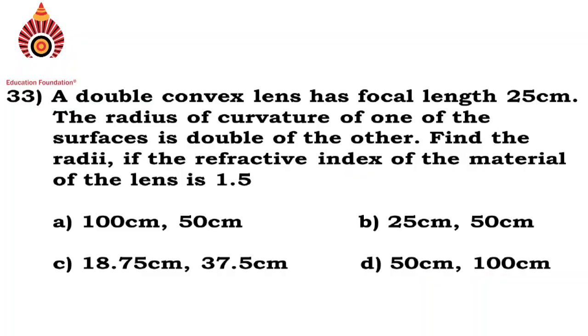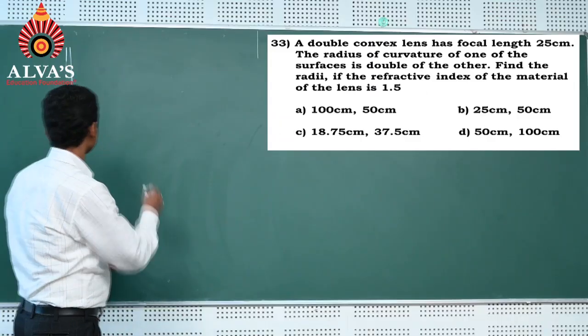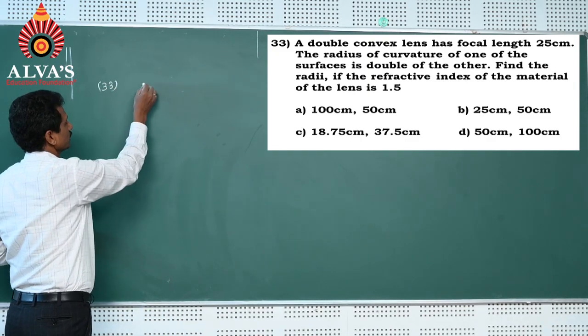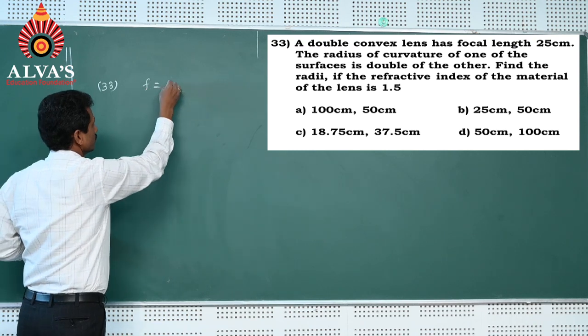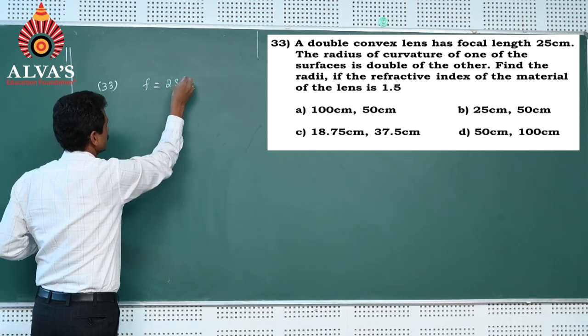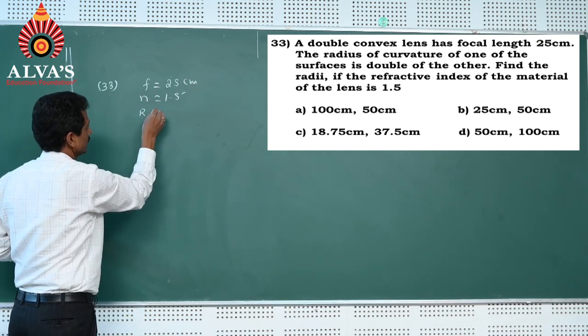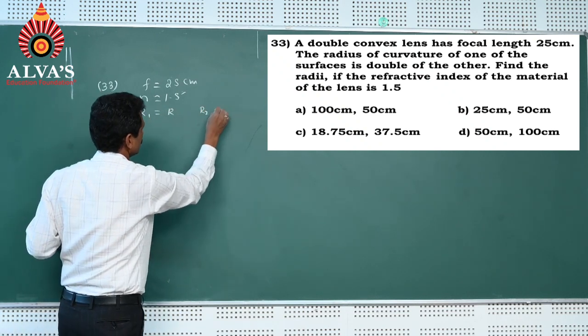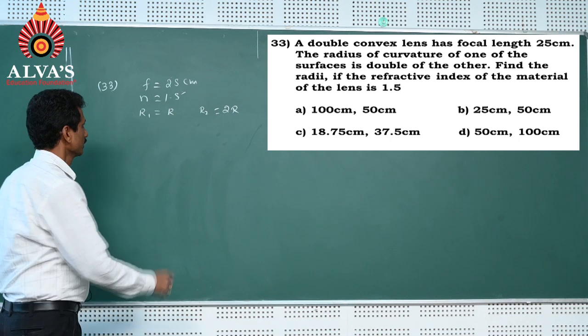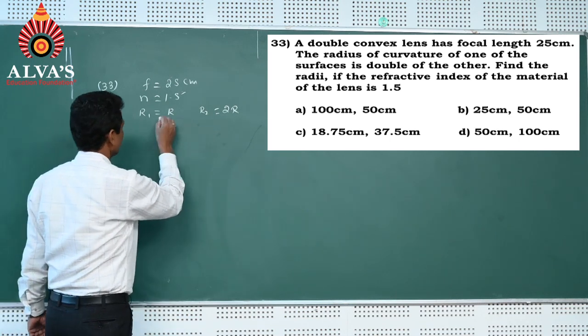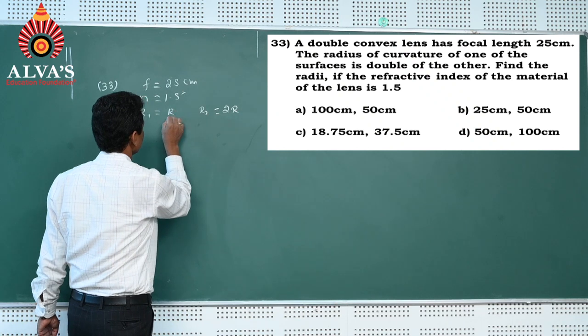Let me go to question number 33. A double convex lens has focal length 25 centimeter. The radius of curvature of one of the surfaces is double that of the other. Find the radii if the refractive index of the material of the lens is 1.5. Given f is 25 centimeter, n is 1.5. Let me take r1 is equal to r and r2 is equal to 2r. Your aim is to find out r1 and r2.